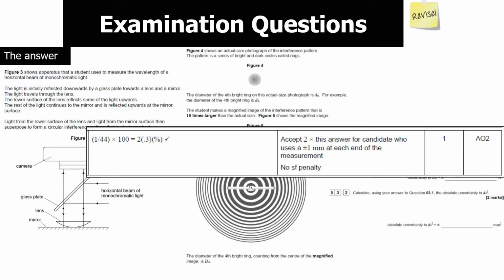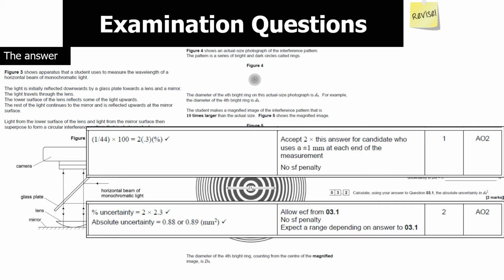Now the next question is saying it's d4 squared. You should be aware that when you have a power, the percentage uncertainty of the final value is the percentage uncertainty of the value times the power. So in this case it's going to be 2.3 times 2, which gives us about 4.6%. We can then convert this back into the absolute uncertainty by working out 4.6% of 44 millimeters, the actual value. So you work it out to be 0.88.